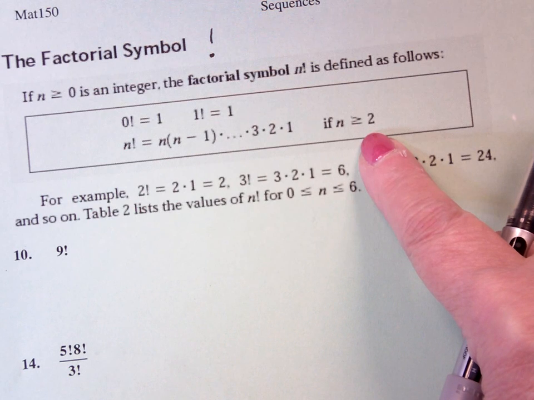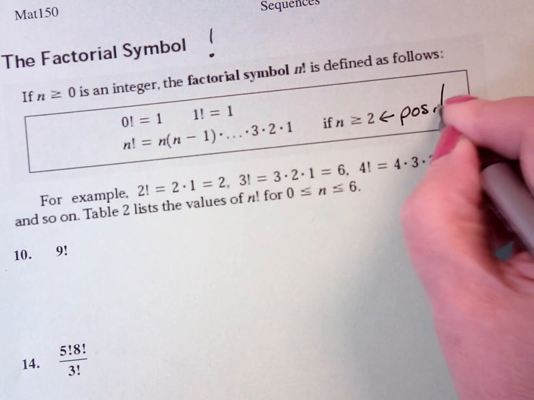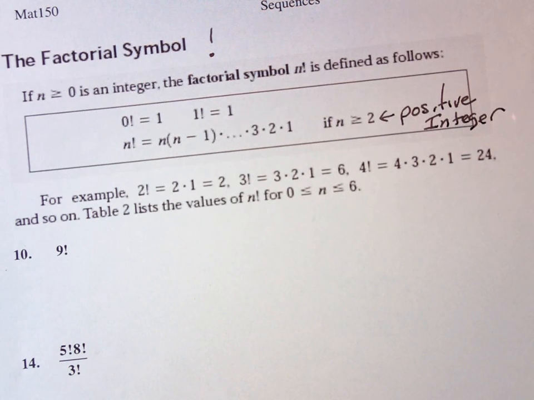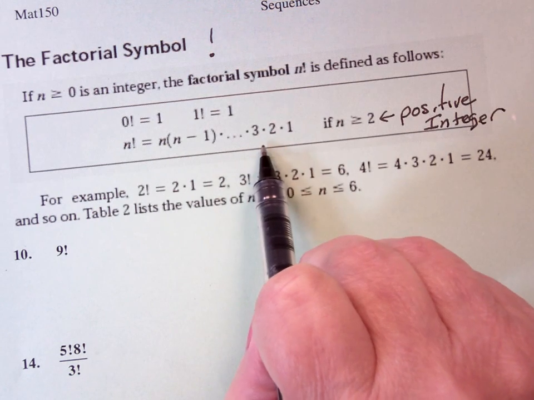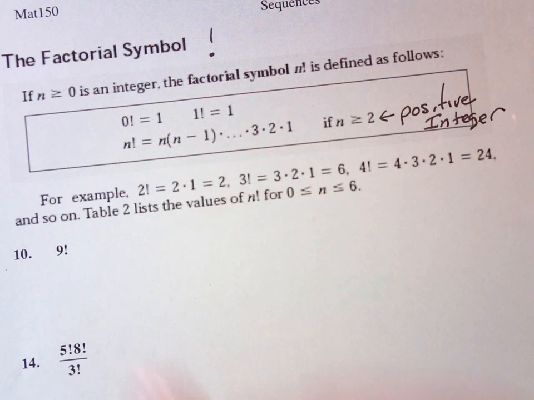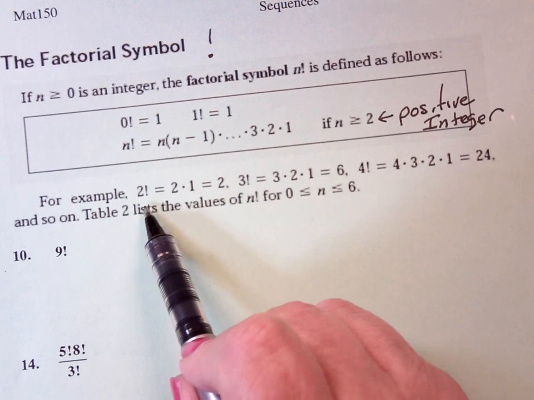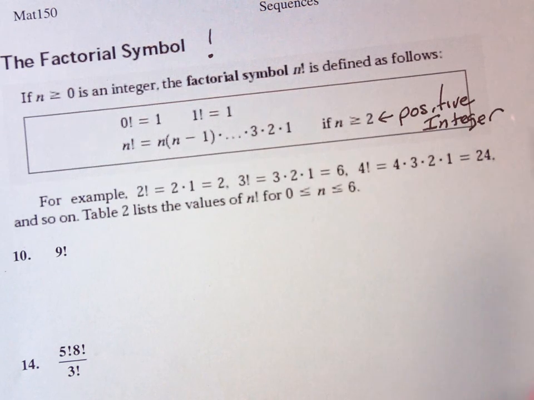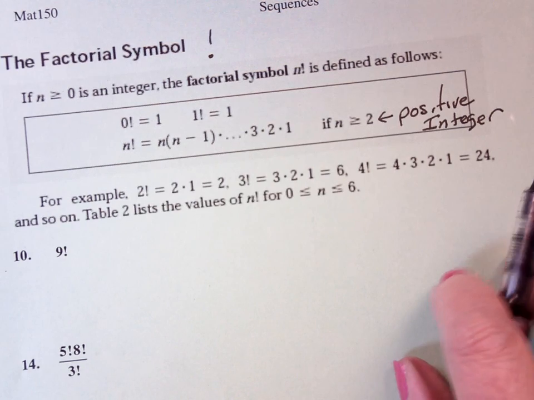Then in general, for n greater than or equal to 2, and n has to be a positive integer, n factorial is n times n minus 1 times dot dot dot times 3 times 2 times 1. You start with the number n and then multiply the numbers sequentially times each other as they go down. So for example, 2 factorial is 2 times 1, which is 2. 3 factorial will be 3 times 2 times 1, which is 6.